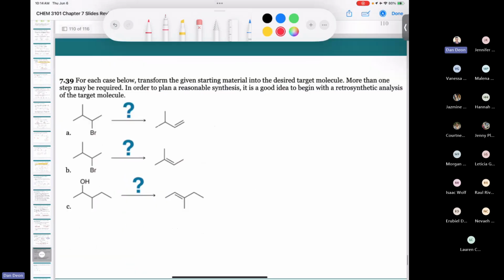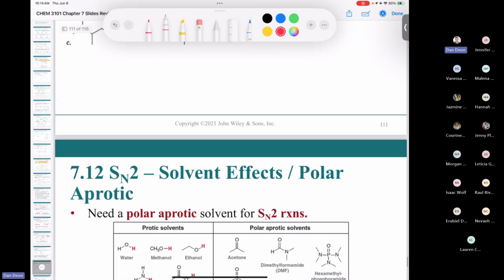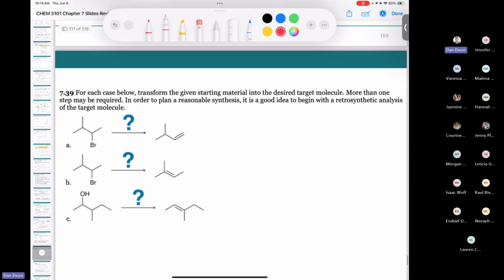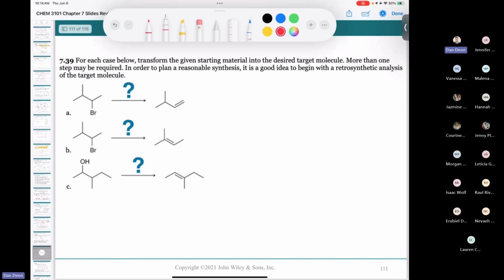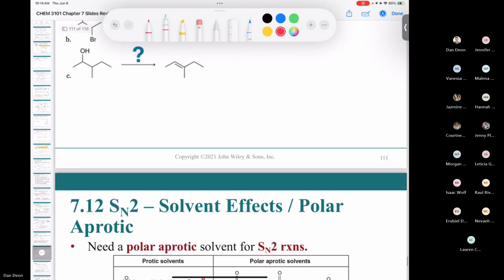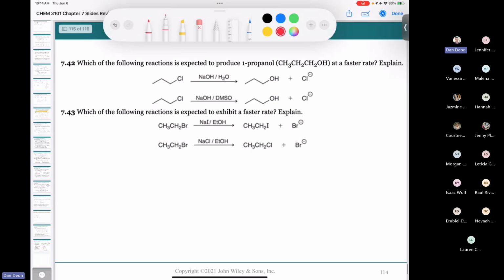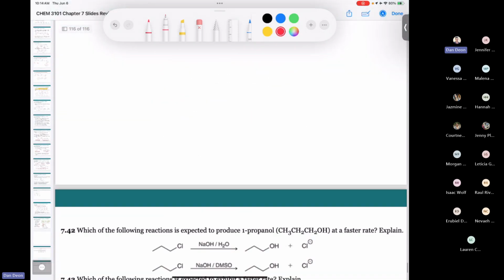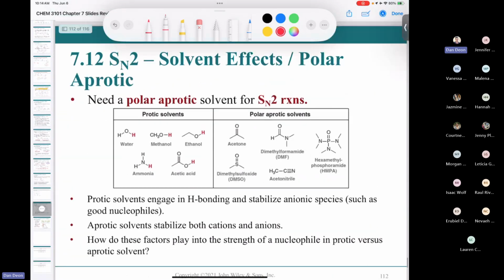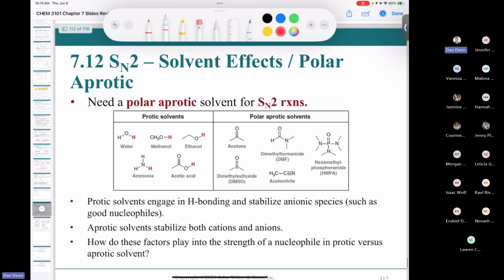So there's a lot of different things that we can make now. Before we solve these problems, I want to take a look at something. The last section just deals with solvent effects. This part here is like the last page of content. Really, all you need to know is that polar aprotic solvents are best for SN2, whereas polar protic solvents are best for SN1.